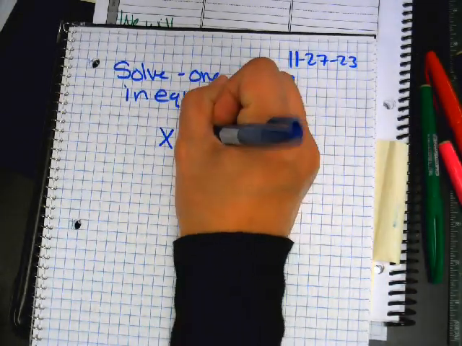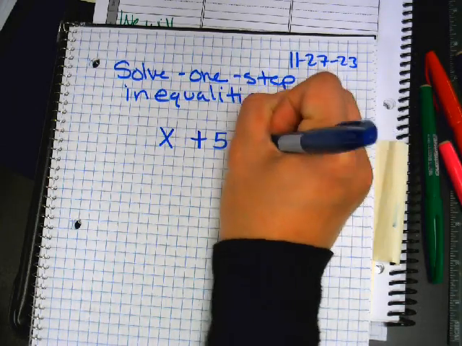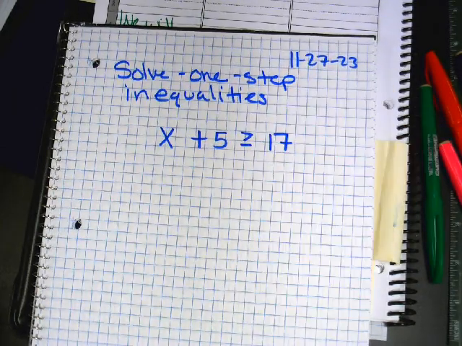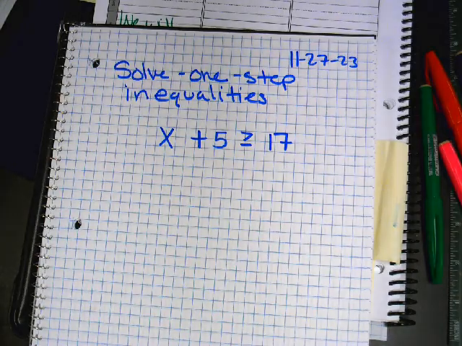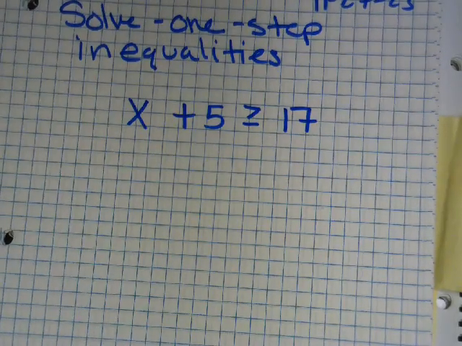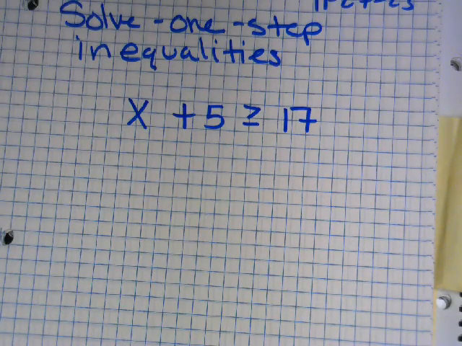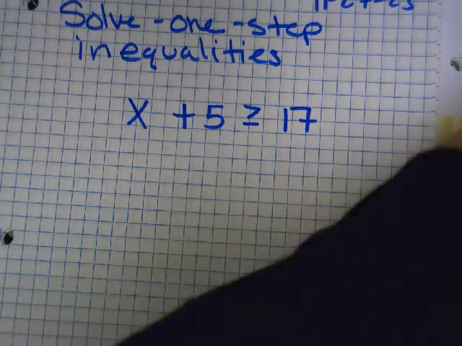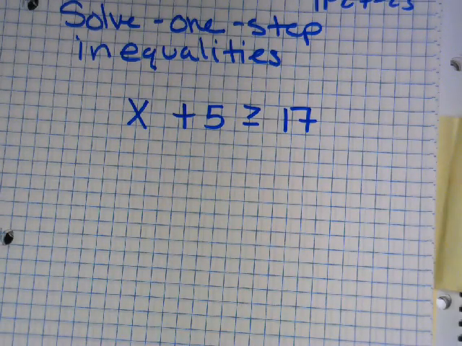X plus 5 is greater than or equal to 17. So now x is not by itself. It has the 5 there, which we have to get rid of. We have to move it to the other side, where the 17 is. How do I move the 5? How do I eliminate it from the left side and move it to the right side? By using its opposite? Yes, by doing its opposite.